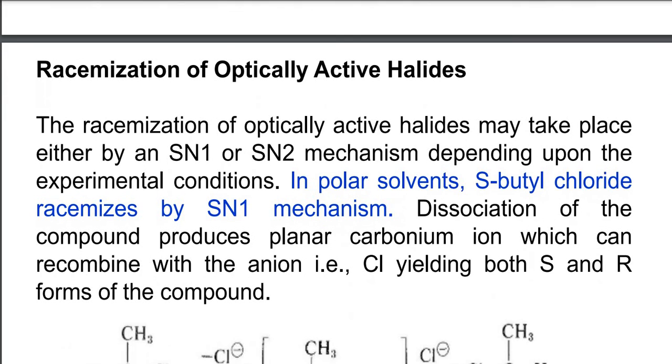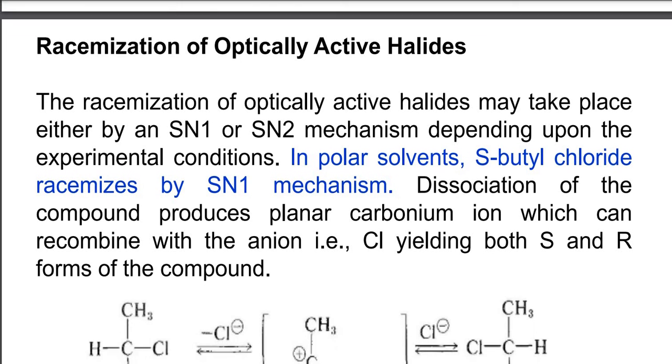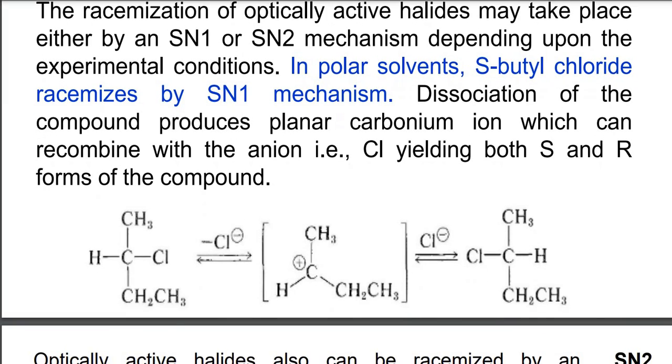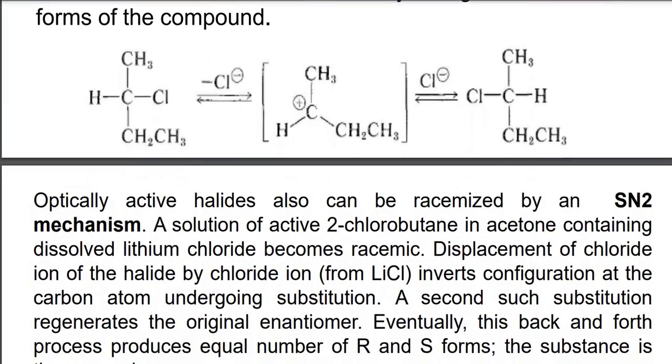So, racemization of optically active halides. The racemization of optically active halides may take place by either the SN1 or SN2 mechanism, depending upon the experimental conditions. In a polar solvent, S-butyl chloride racemizes by the SN1 mechanism. Dissociation of the compound produces a planar carbonium ion, which can recombine with the chloride anion, yielding both the S and R forms of the compound. You can see.